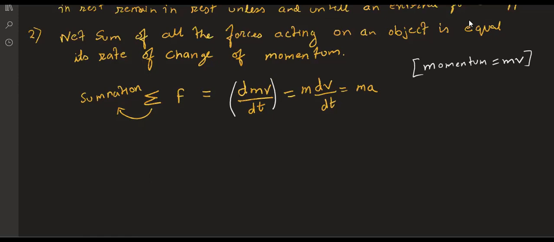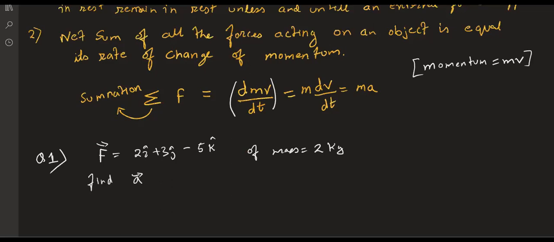Now before starting, let's have a very basic problem. If the force acting on an object is 2i cap plus 3j cap minus 5k cap, on a body of mass 2 kg, find its acceleration. Find acceleration. Tell me. Very basic problem. Everyone should be able to say.